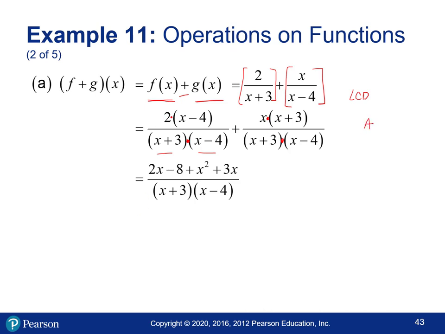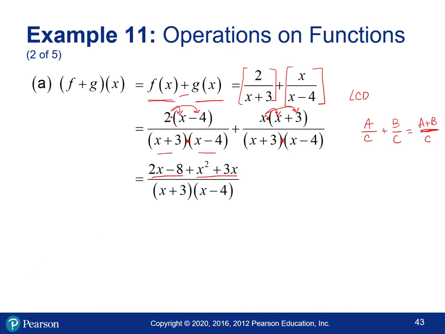If you had, let's say, a over c plus b over c, once you have a common denominator, then you just add the numerators. So you would have a plus b on top over that common denominator of c. So that's what happened here with this numerator. If you just distribute, that's 2x minus 8, that's this part here. And then this is x squared plus 3x, that's this part here.